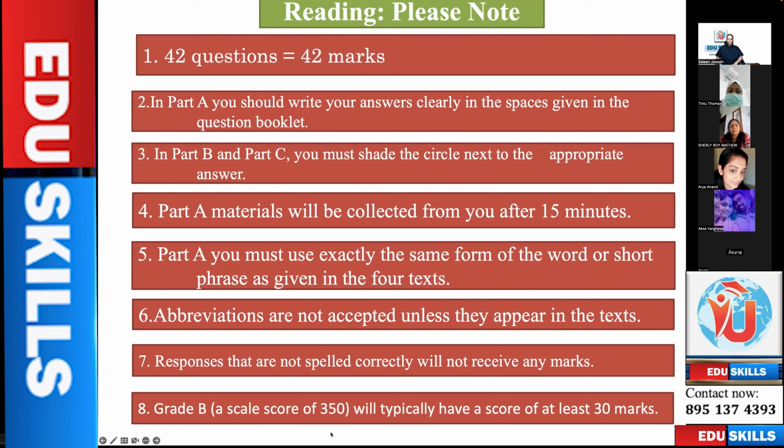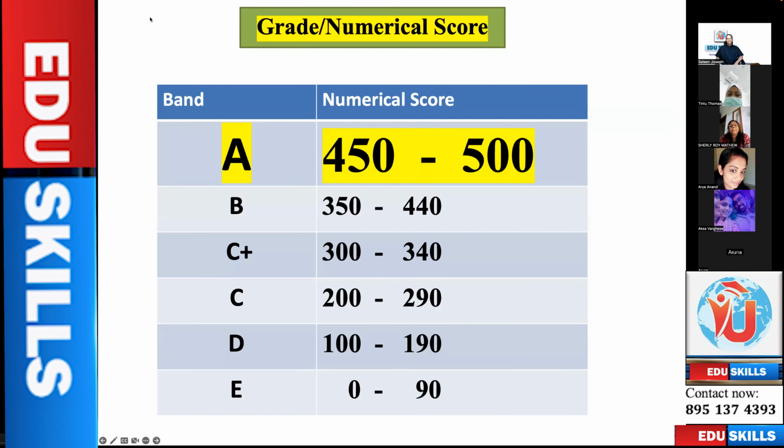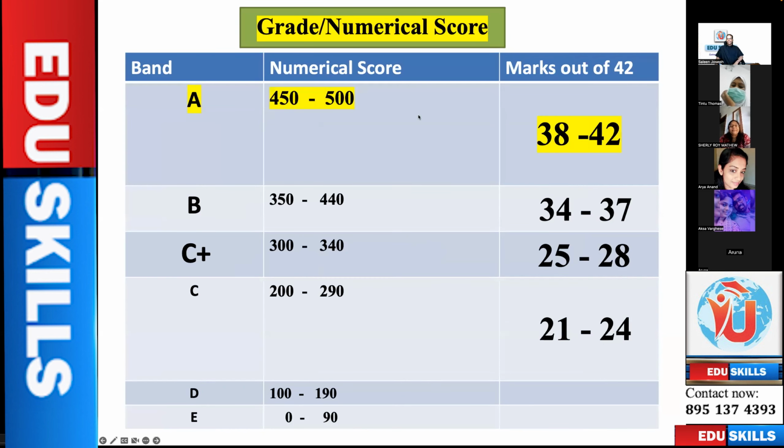And 8: for grade B, a scale score of 350 will typically have a score of at least 30 marks. But with Edu Skills, we don't train people who want to score grade B; we train only people who are interested in scoring grade A. I'll tell you the reasons later. We focus only on 450, not below. If you are bothered about just a B grade, maybe this is not your platform, and you can definitely contact someone else for the training. I'll explain why it is so.